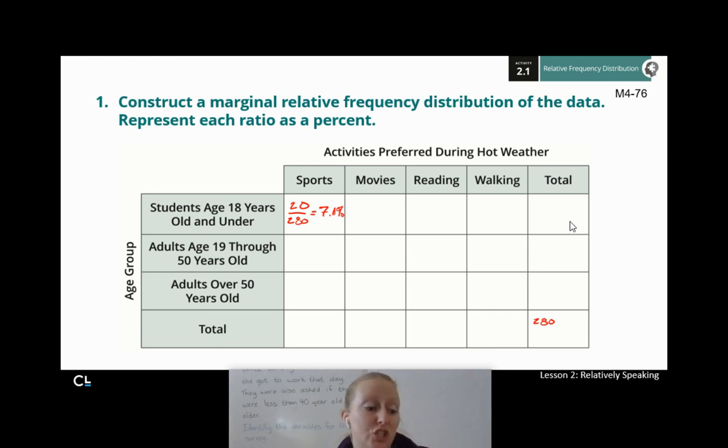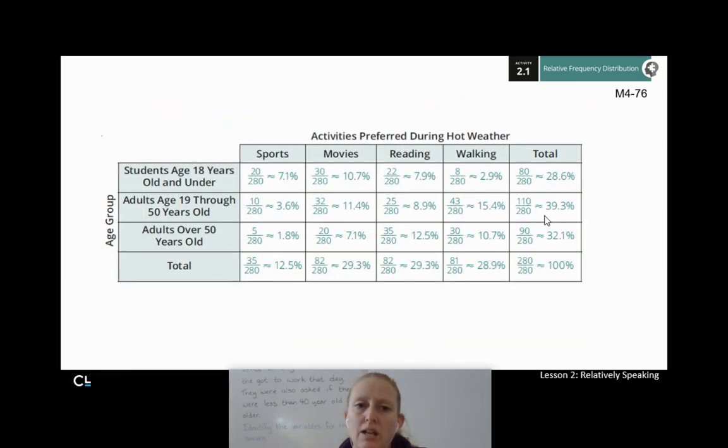All right, I cheated. I'm not going to lie. So you've taken the time. You took every single number, divided it by 280, multiplied by 100, got all those percents. Here they are. Here's all of our relative frequencies. Yay! So you did your marginal relative frequency distribution table. That's a mouthful. All right, and we have all of our percents.